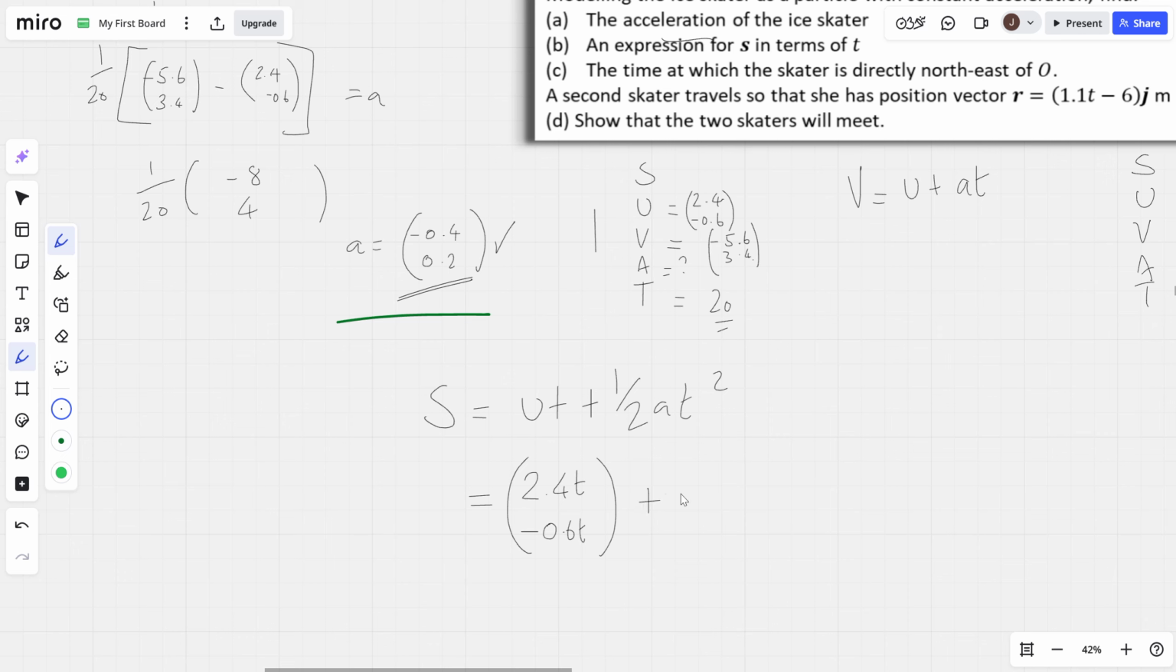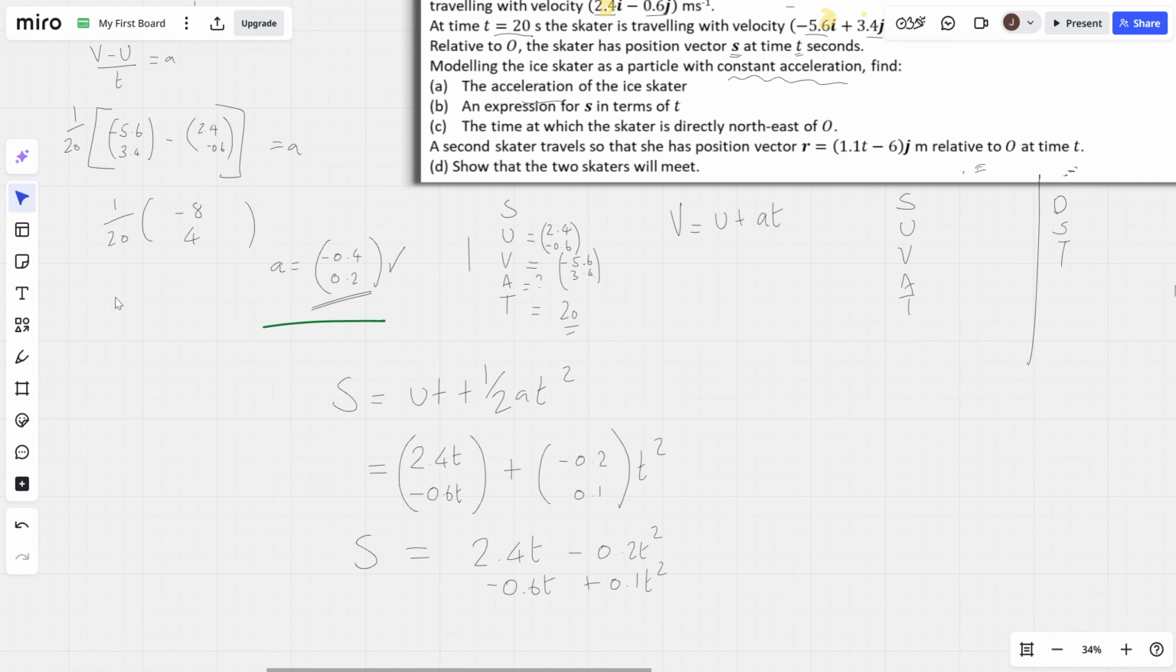So let's just do this in 2 steps. So that's a minus 0.2 and a 0.1 t squared. And you can tidy that up a little bit. So you could say something like 2.4t minus 0.2t squared and minus 0.6t plus 0.1t squared. So what that does is that tells you, if you give it a t value, that will tell you where the thing is. Okay, so yeah, that one's all fine.